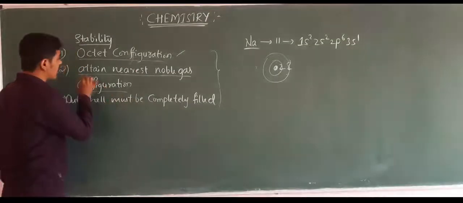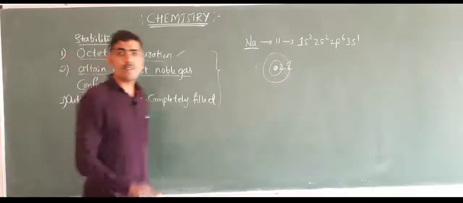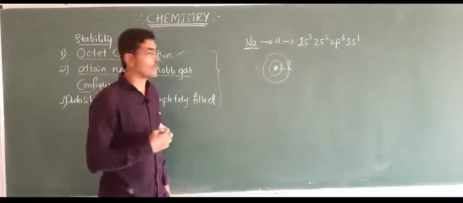And also it obtains the nearest noble gas configuration by losing 1 electron. After losing 1 electron, what happened?